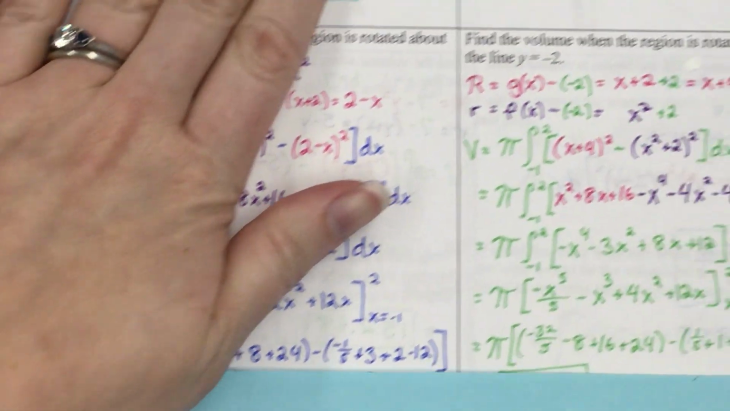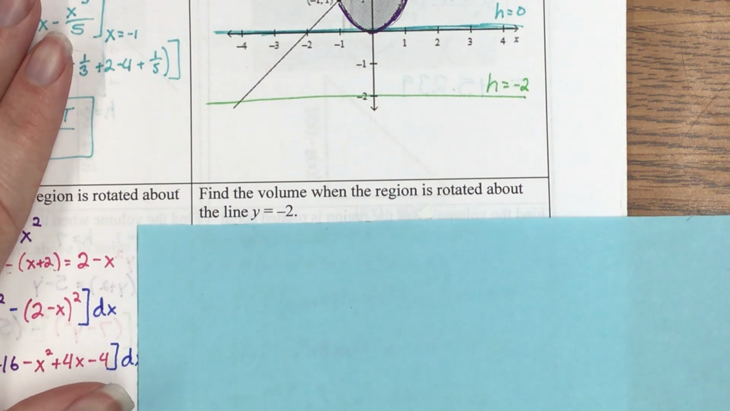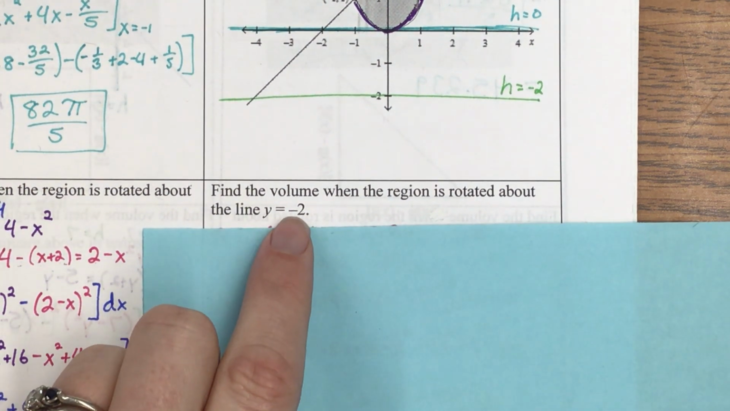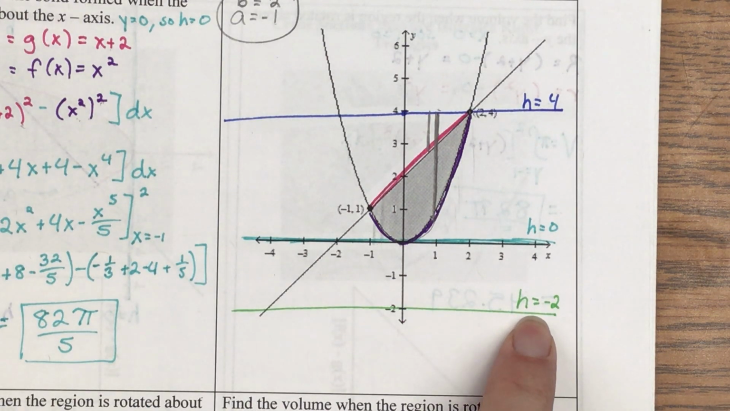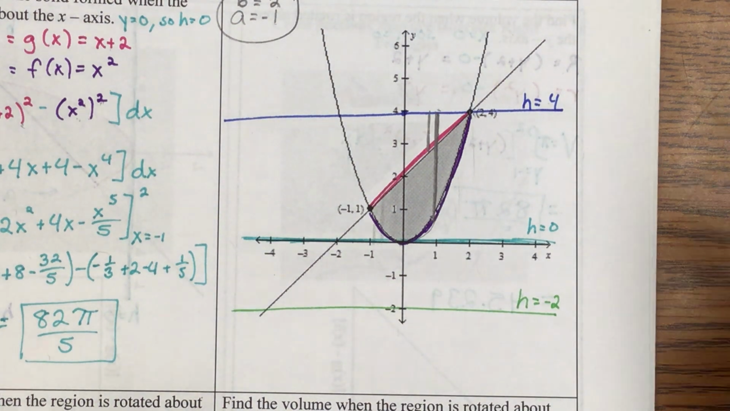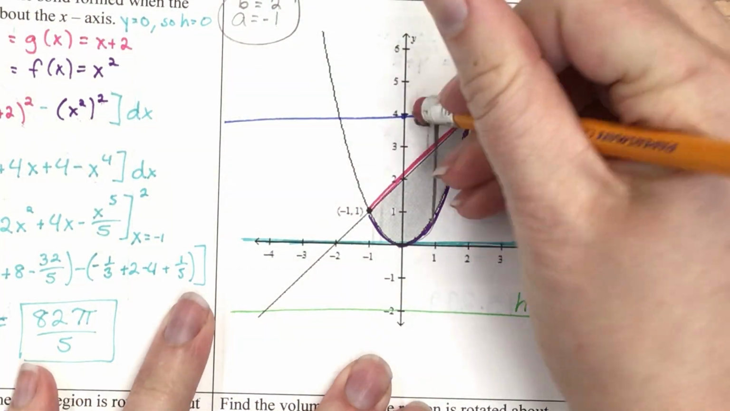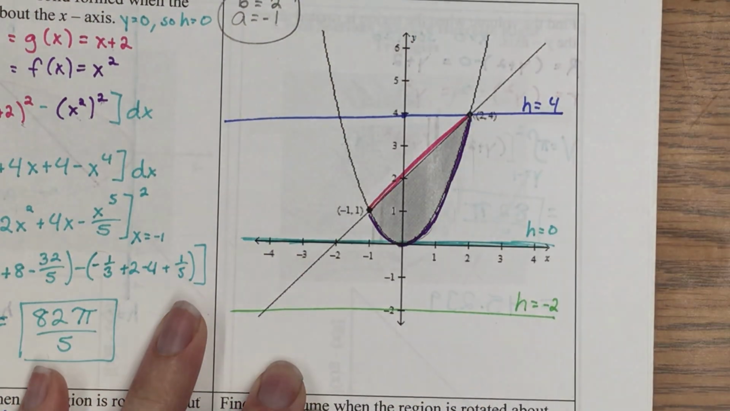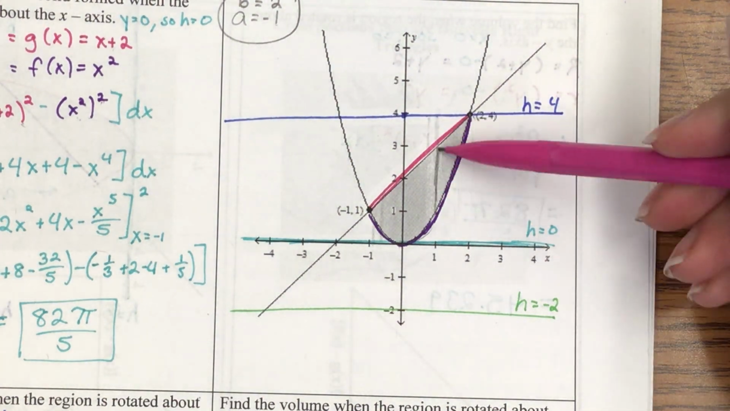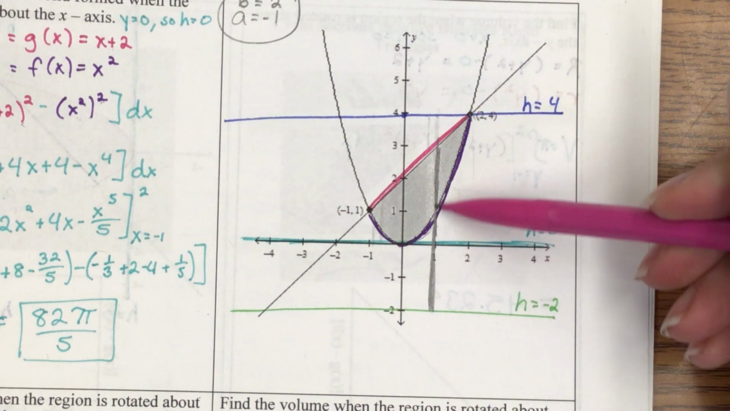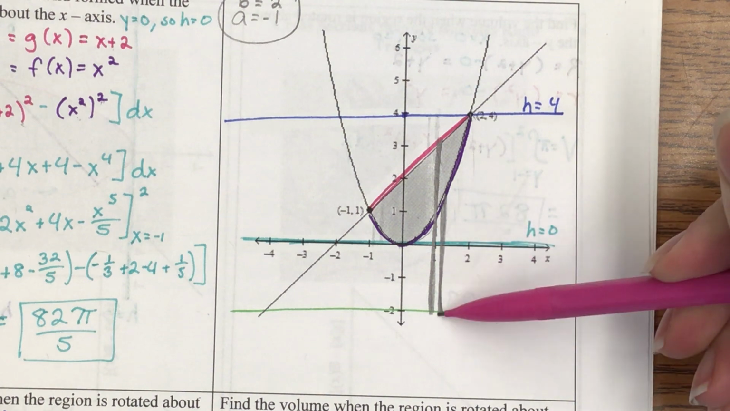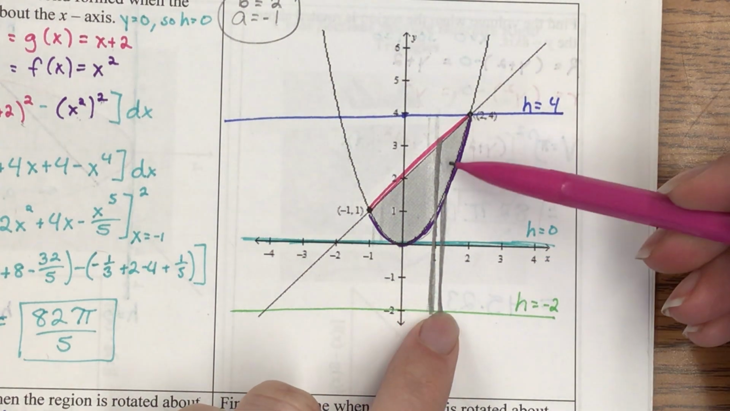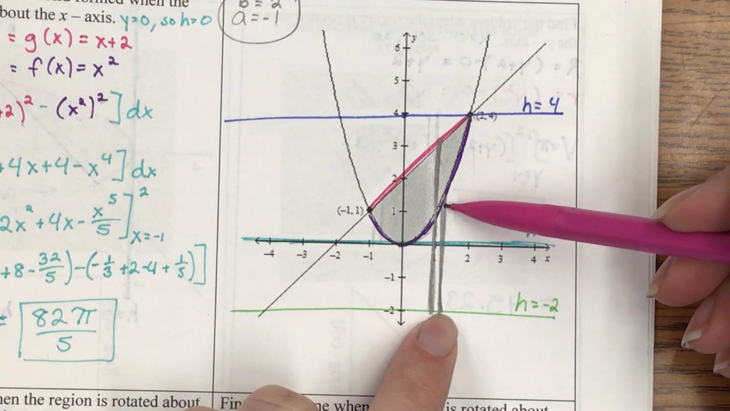All right, last one on this page, find the volume when the region is rotated about the line y equals negative 2. Horizontal line, find negative 2. It's down here. So this time, our radius is going to move down, which makes the pink the outer function again, because pink is further away from green than purple is. You can always tell just by literally drawing a line and seeing which one is bigger and which one is smaller. So pink is going to be your big radius, purple is going to be your small radius.